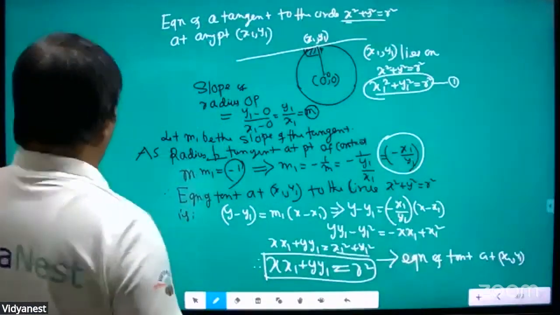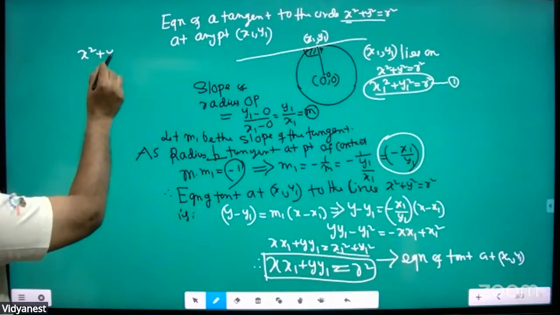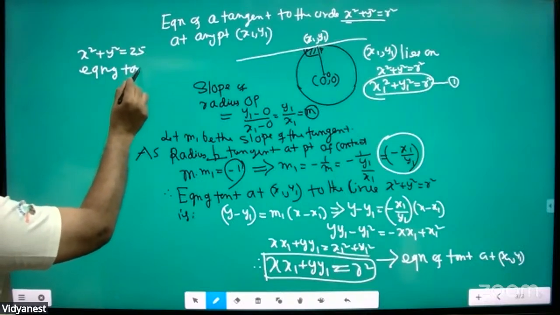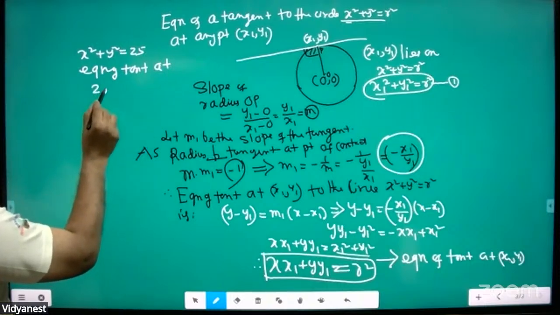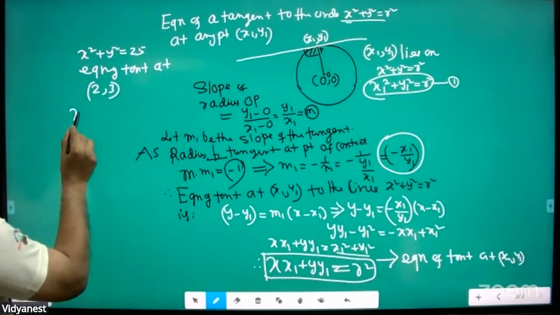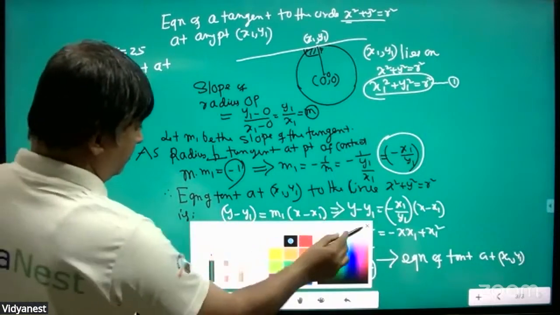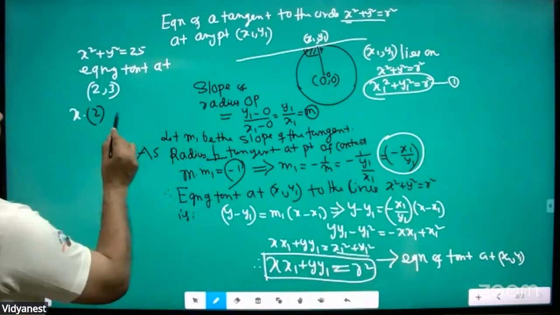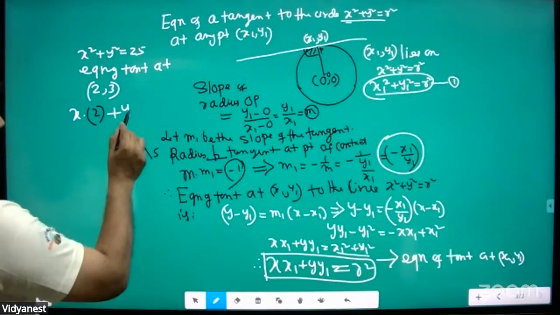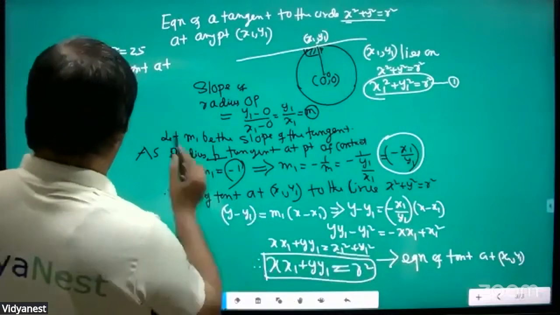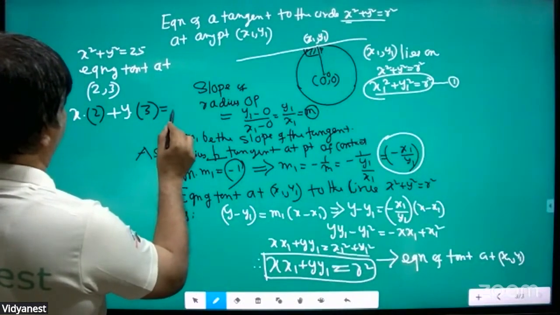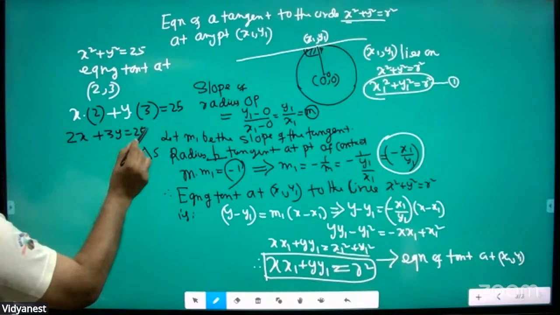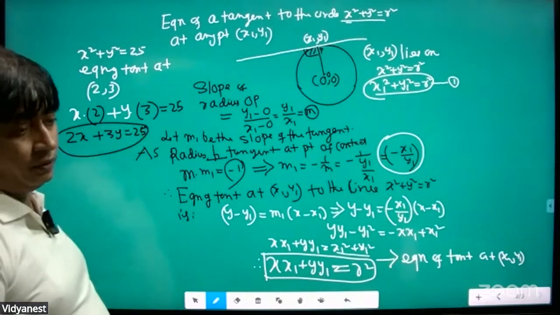Okay, sir. So, if you get x square plus y square is equal to 25, then equation of tangent at say 2, 3 will be what? x into 2 plus y into 3 is equal to 25, 2x plus 3y equals 25. Okay. Okay, sir.